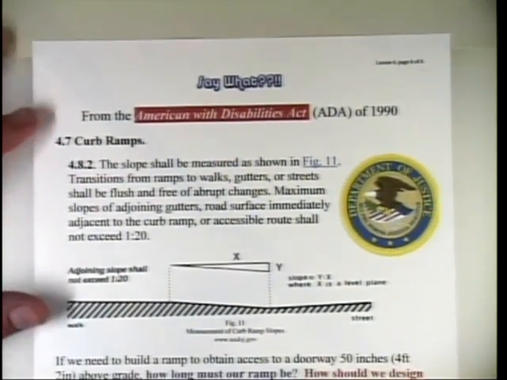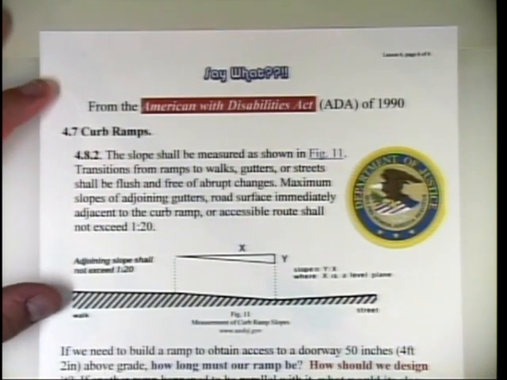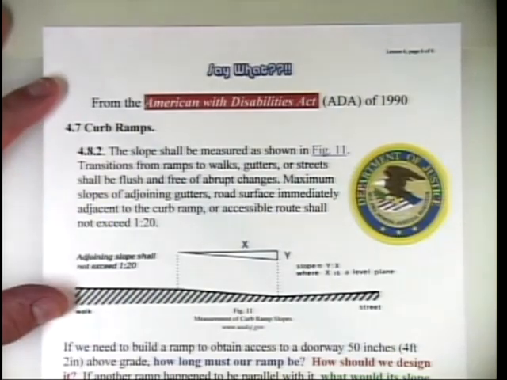Okay, now this is actually in the document. I got this from their website, and it's available at the bottom of the page here. But it's a pretty big document, so I had to comb through it to find this example. They have a section 4.7 that deals specifically with what they call curb ramps.